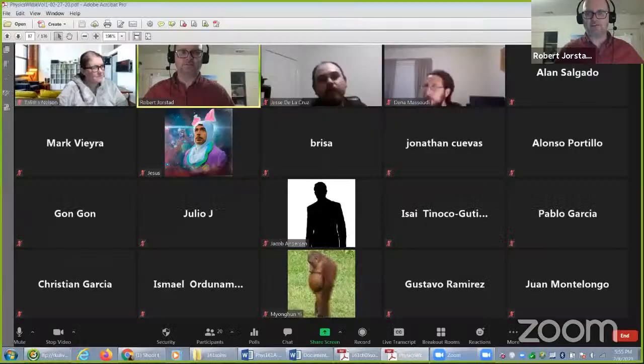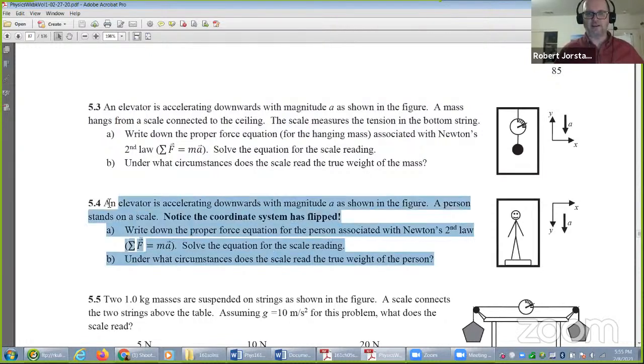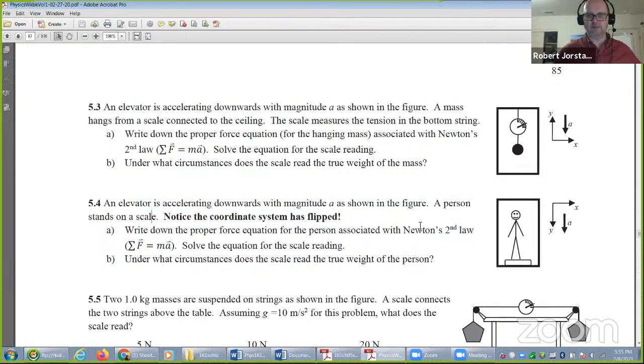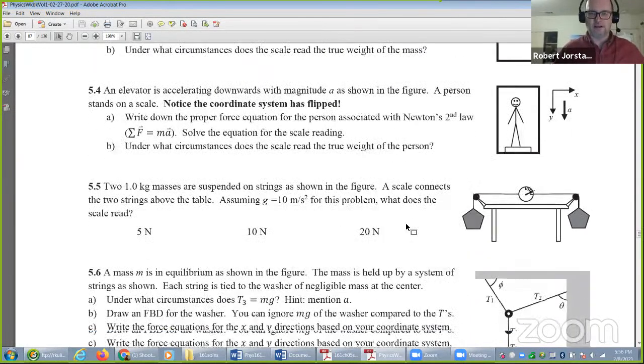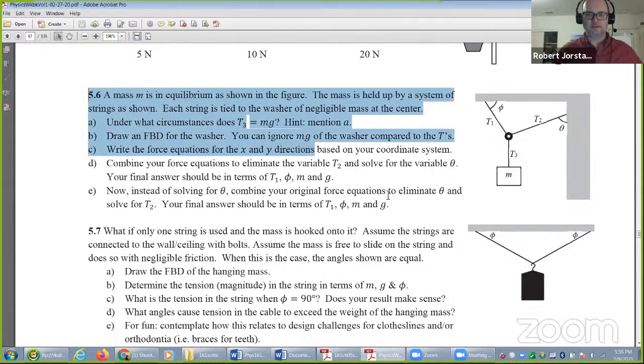All right, so now I want to learn some practical tricks about this. And some of this might be, if you want to, you could do this problem later and see what happens when the coordinate system is flipped, and it turns out you get something similar. In this case, I want to talk about 5.6, this question right here.